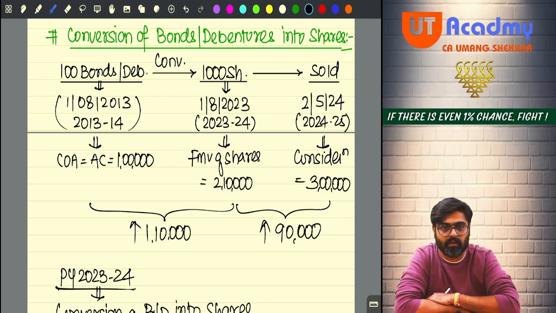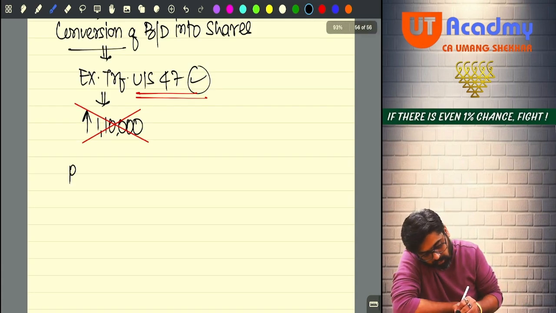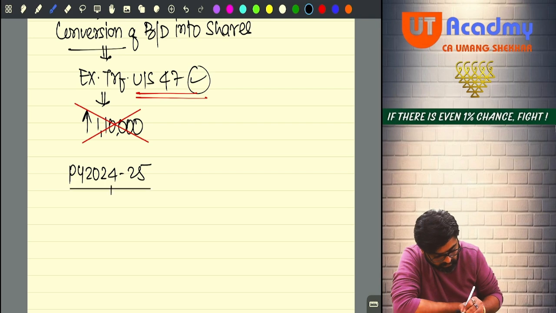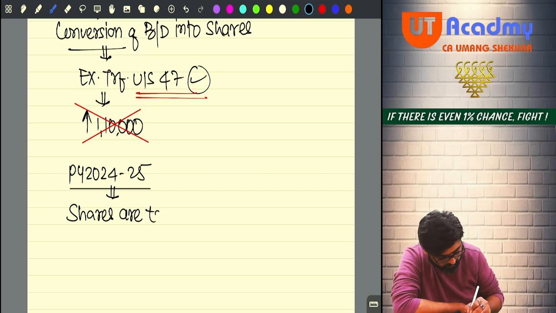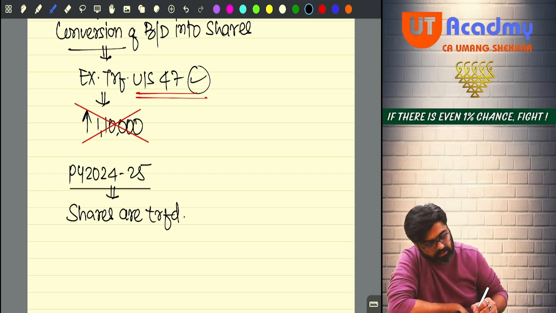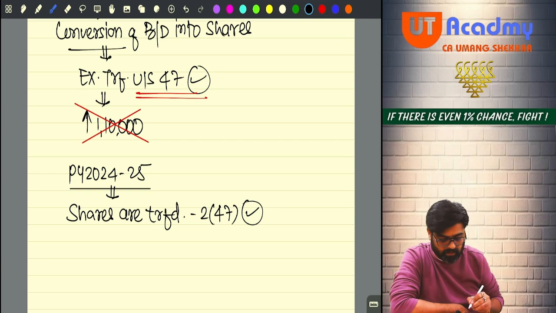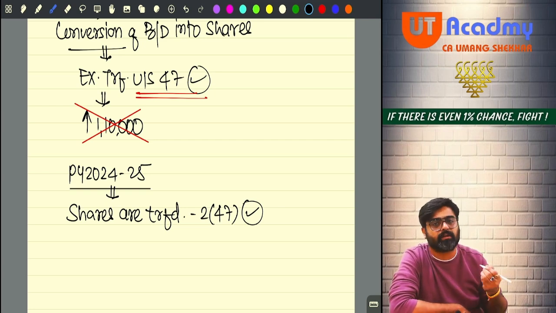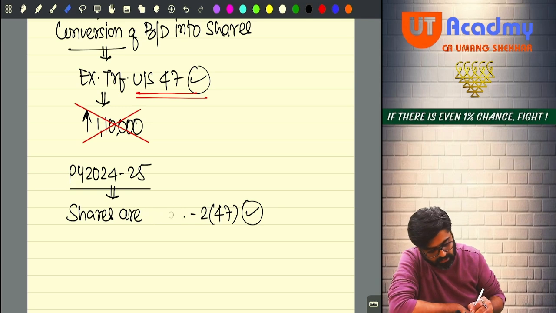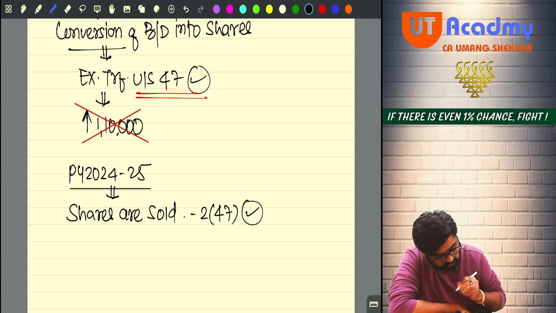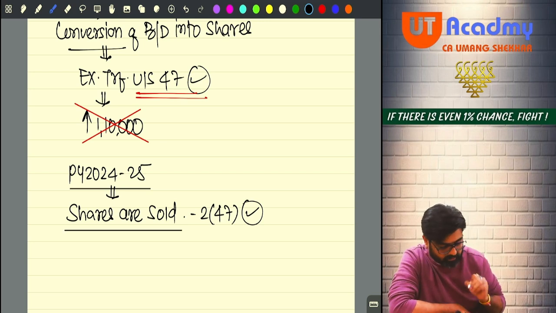So what will you tell? That in the previous year 2024-25, the shares are transferred. Shares are transferred means it is a taxable transfer now. Shares is a capital asset. They are sold means taxable transfer. Transferred means sold. So your capital asset, which was shares, is sold now, meaning a taxable transfer is happening.